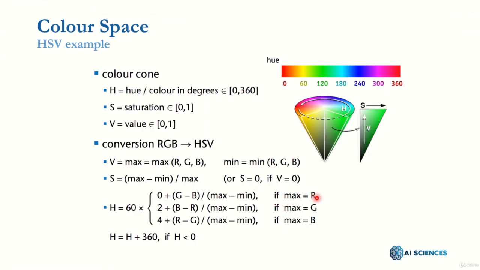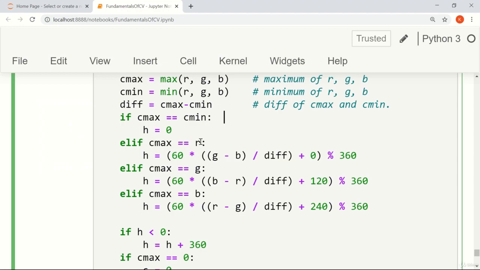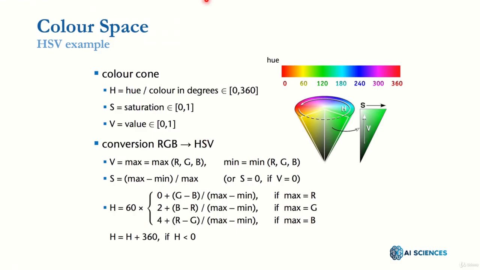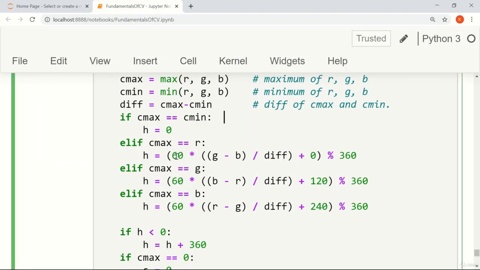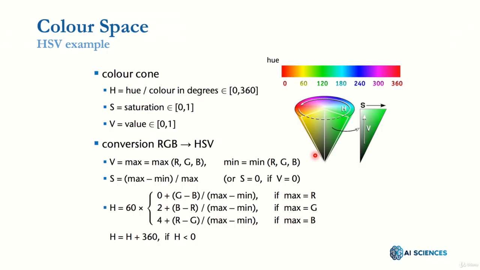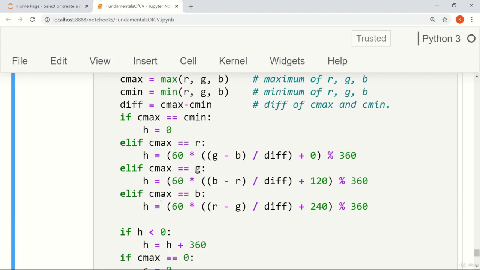If the maximum value is R, then we apply this particular if condition, which is 60 times G minus B divided by the difference. So if we just look in here, 60 times G minus B divided by the difference, and then we just over ensure that the value should not exceed 360. This 0 is exactly the 0 we are adding here, so not a big deal.